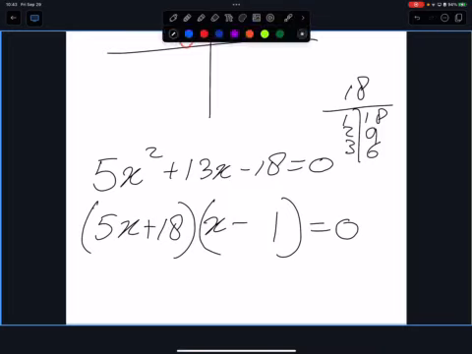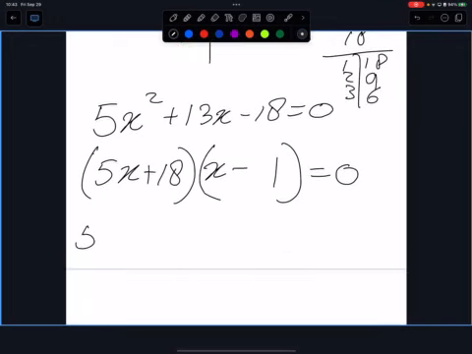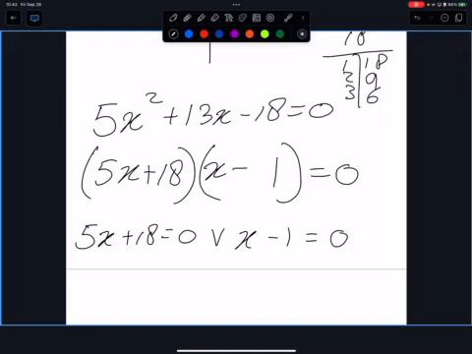You're not finished. This is the first step, this is factorizing. So what is it? 5x plus 18 is 0, or x minus 1 equals 0. X equals 1.